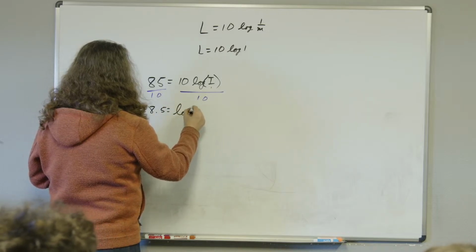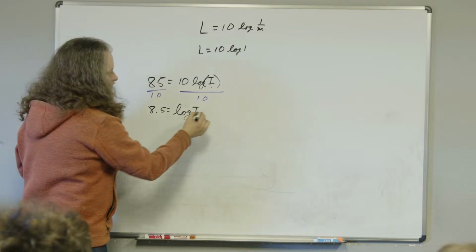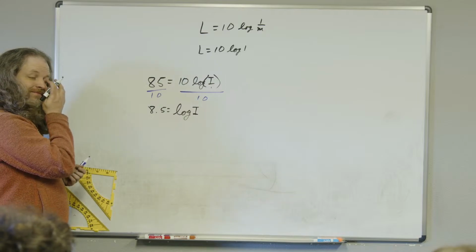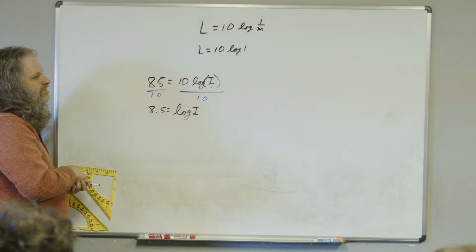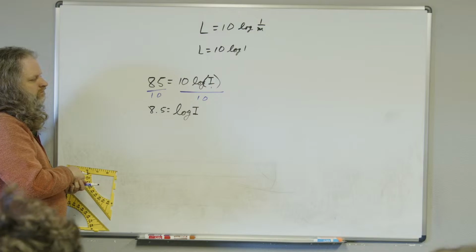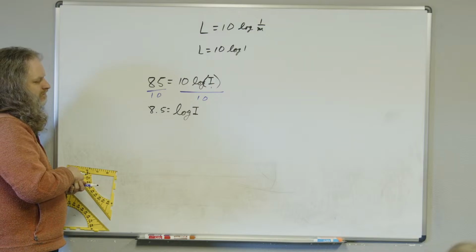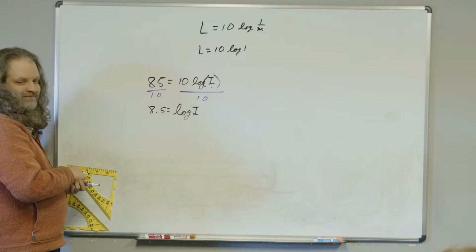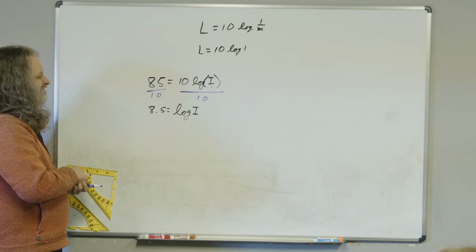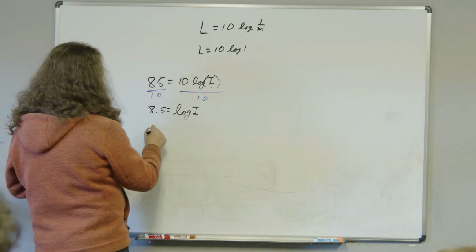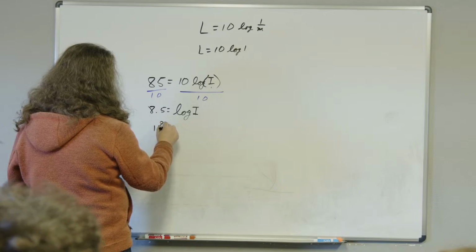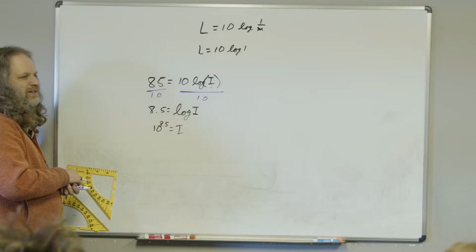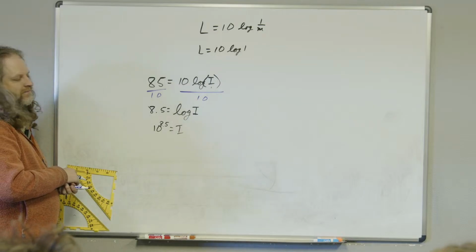Is it 85 or 8.5? Oh, divided by 10. Now what? Could we say that it could be... Can we do 10 to the 8.5? Yeah, it is 8.5. That seems totally reasonable. Now you put that in the calculator.